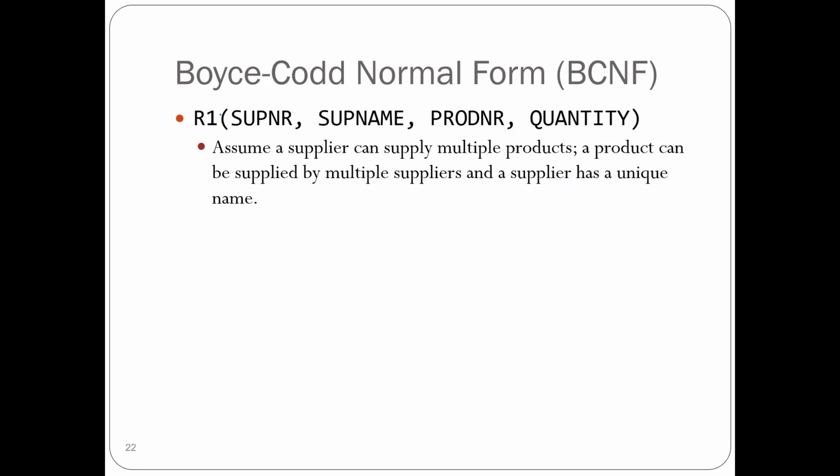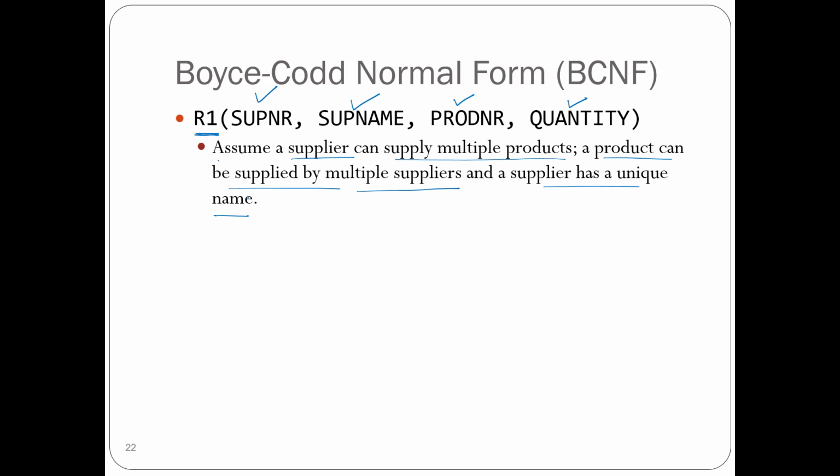We will use an example to understand BCNF and how we can make a relation BCNF if it is not already in BCNF. In the example, we have relation R1. R1 has the attribute types SupNr, SupName, ProdNr, and Quantity. SupNr is supplier number, SupName is supplier name, ProdNr is product number, and Quantity is the quantity of the product. The assumption is that a supplier can supply multiple products, a product can be supplied by multiple suppliers, and a supplier has a unique name.